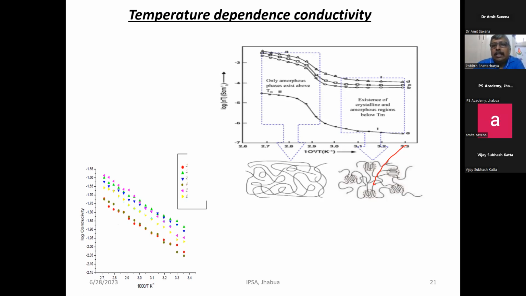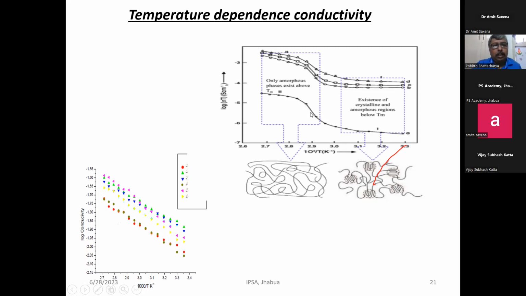So both the things can be observed. If we are working at a temperature which is below the melting point, we can have something like this. And in that pattern, in the crystalline region, maybe the ion is not that fast. However, once these crystalline pockets melt, the entire matrix becomes amorphous and the conductivity shoots up. This is a very common general behavior of the polymer electrolyte.